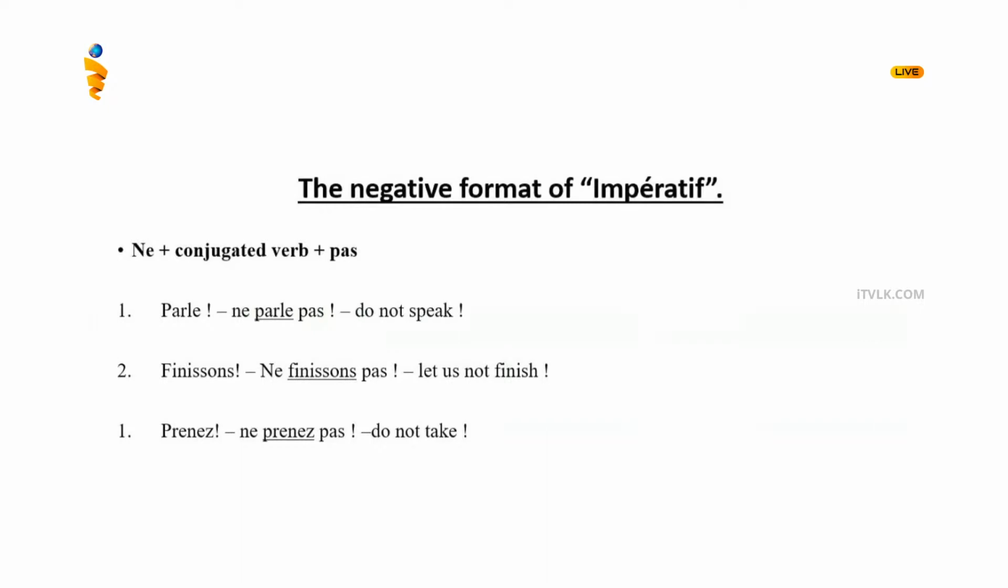So I took the same three verbs, like parler into imperative and finir into imperative, as well as prendre. So when I say parle in positive, and when I want to say that in negative, I will use ne before that and pas after that. So I say ne parle pas to say do not speak. Finissons in positive, in negation, ne before and pas after that, as ne finissons pas, let us not finish. Prenez, ne prenez pas, do not take. So that is also quite easy for us to learn with the imperative format.